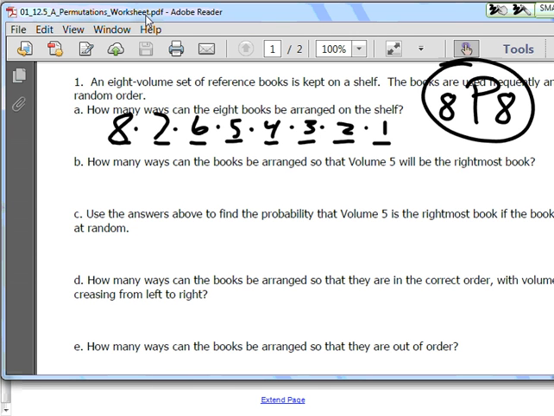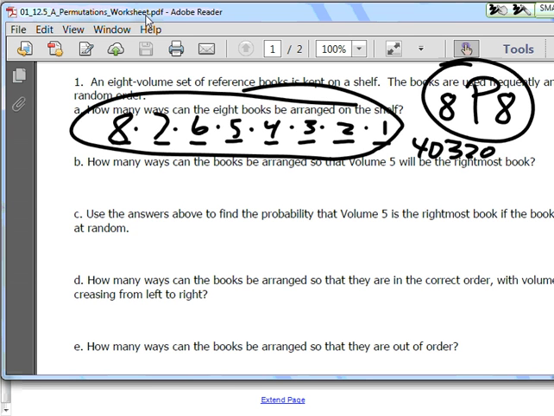Somebody verify that for me, make sure I'm not going crazy. I think I'm right. Try 8P8. What is 8P8? 40,000 what? Or this, I bet you anything. Multiply it out. There's one more way.